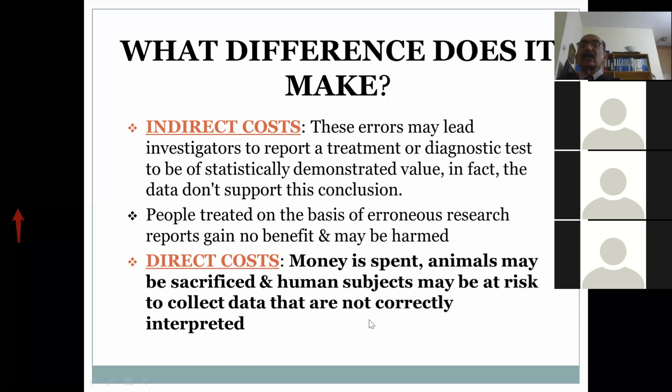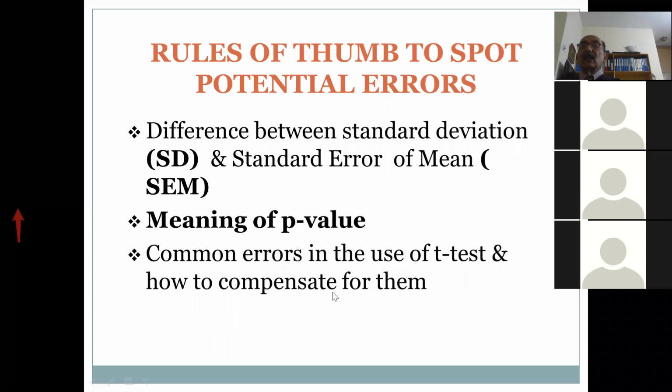What difference does it make if you apply the wrong test, the wrong statistical analysis? There may be indirect costs. These may lead an investigator to report a treatment or diagnostic test to be of statistically demonstrated value. In fact, the data do not support this conclusion. People treated on the basis of erroneous research reports gain no benefit, and may even be harmed. And direct costs: money is spent, animals may be sacrificed, human subjects may be at risk to collect data that are not correctly interpreted. So, rules of thumb to spot potential errors.